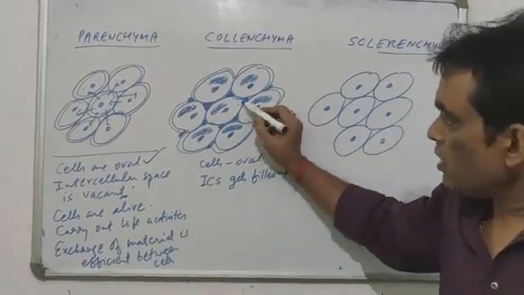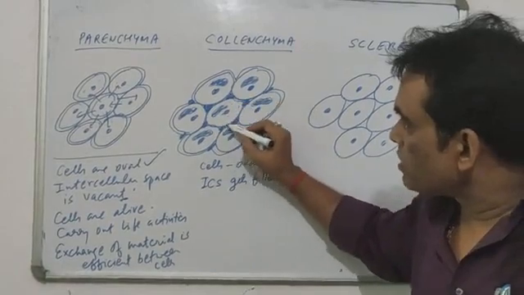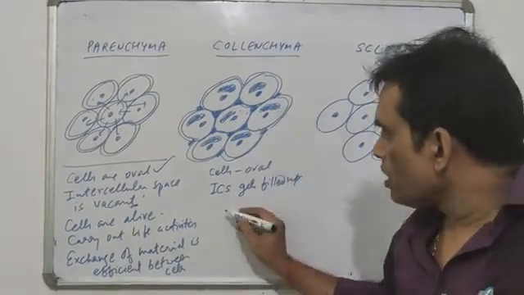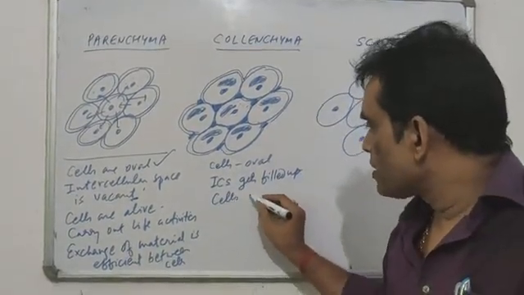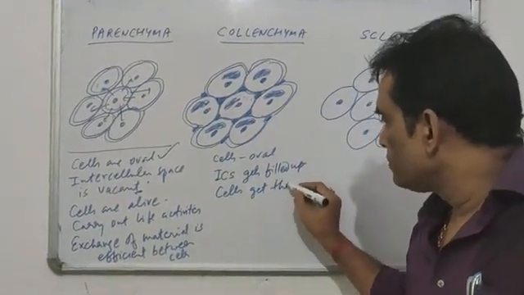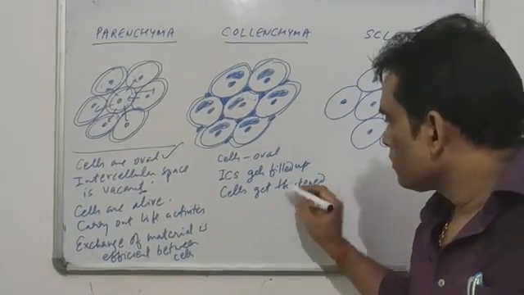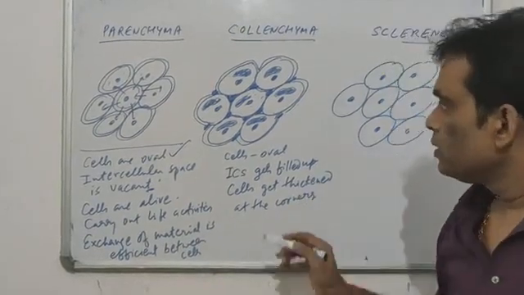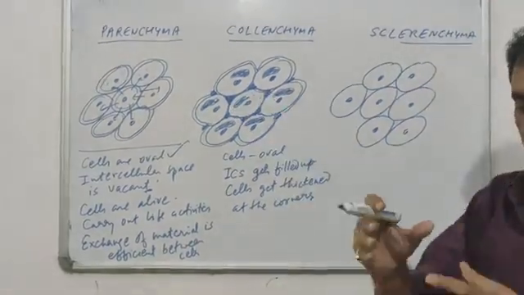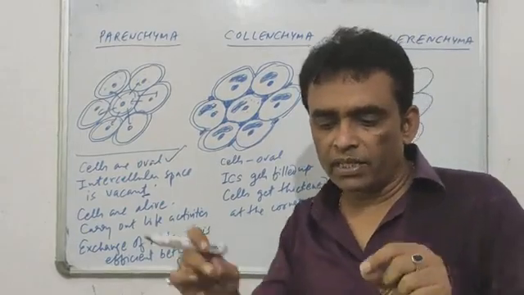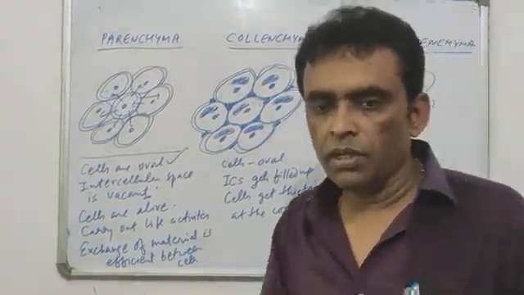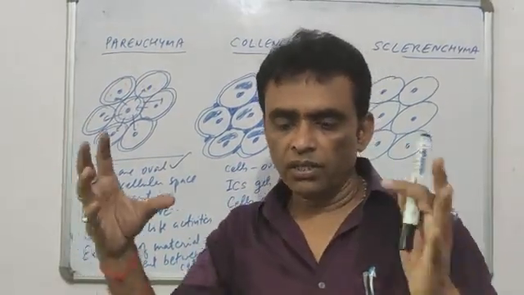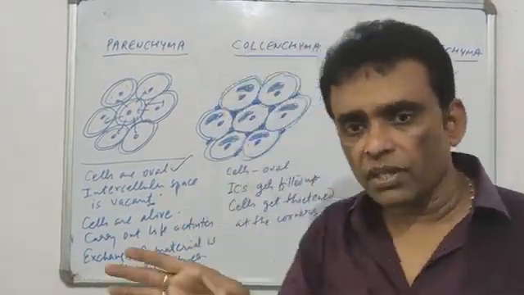And the cells actually, you see, these are called corners of the cell. Not all along. Here it is having a thin wall, no doubt. But the cells get thickened at the corners. Here, at the corner. See, corner, it is not a square that it has four corners. It is a circle. But the wastes are not all around. Here and there, at the corners where they join with the other cells, the wastes are deposited.